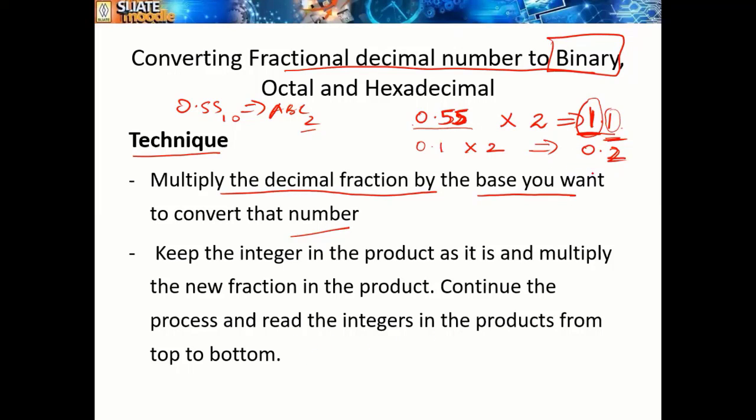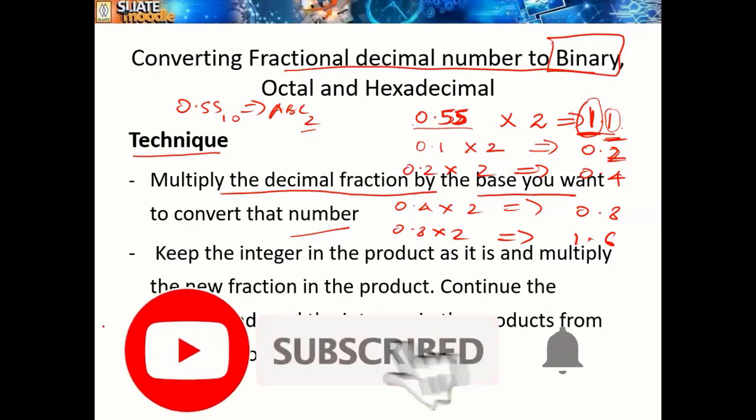Right? So until we don't get any fractional number. So again we can multiply this by 2. 0.2 multiplied by 2, we get 0.4, right? Then again we can multiply 0.4 by 2, 0.8, right? Again we can multiply 0.8. We get 1.6, right? So like that we can continue.